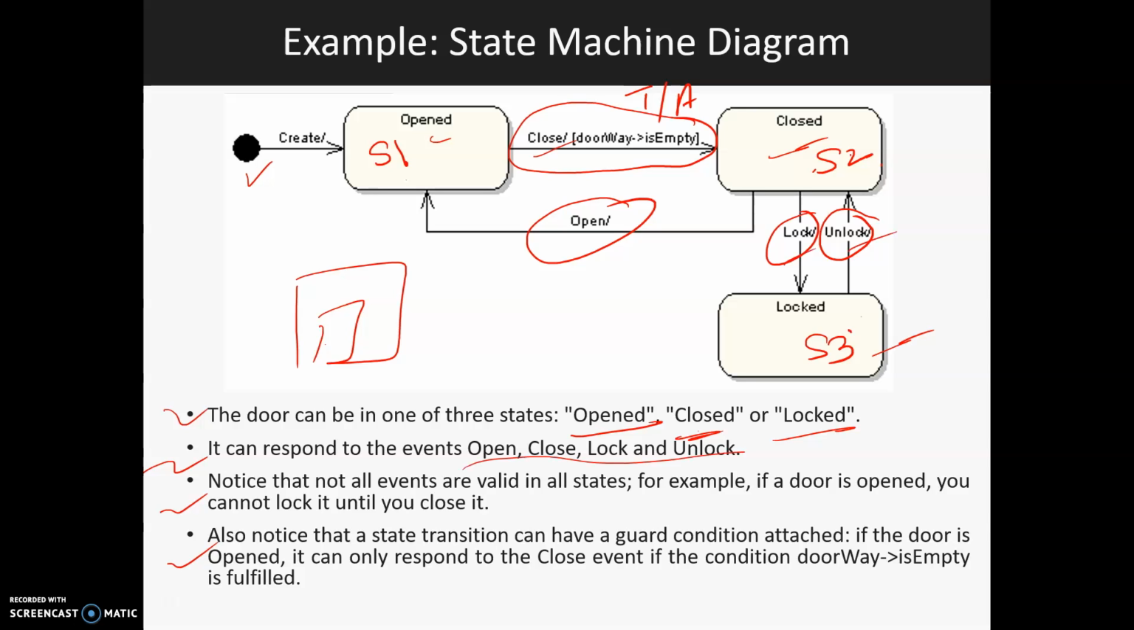It is given in the next point, and then some examples are given considering some situations, like if the door is closed, then what will happen? If the door is open, then what will happen? So it is explained in the third and fourth points. So this is all about the state machine diagram.